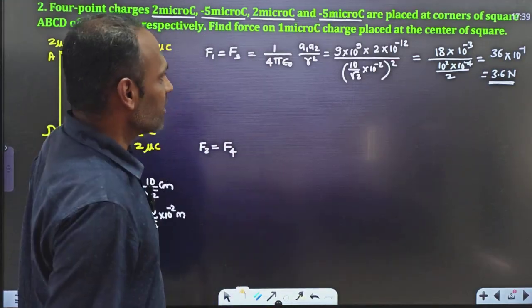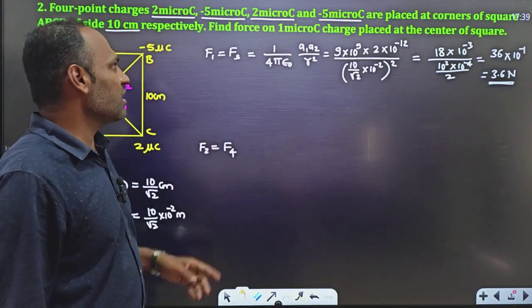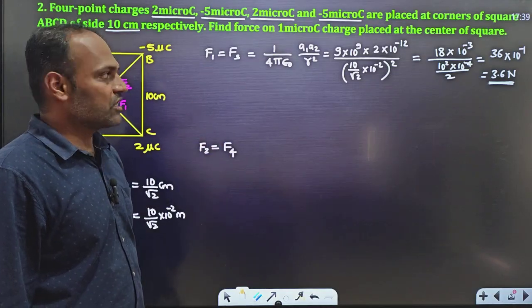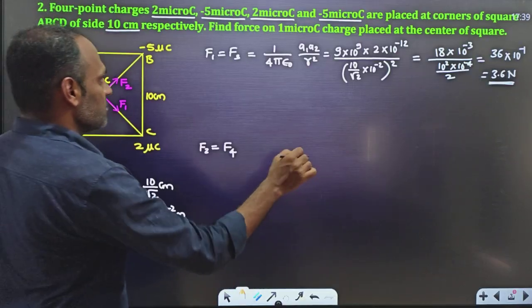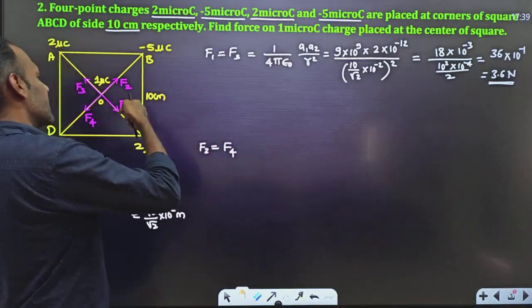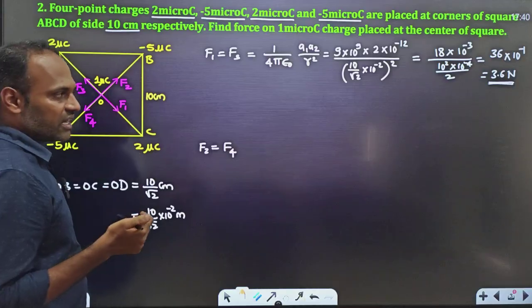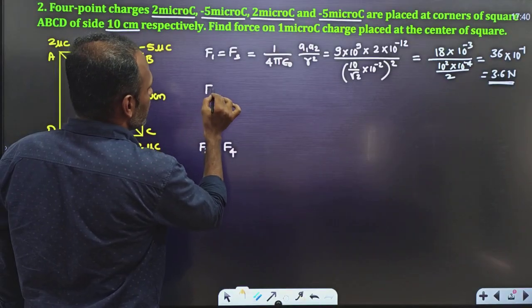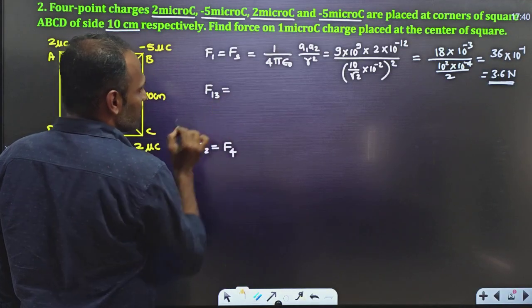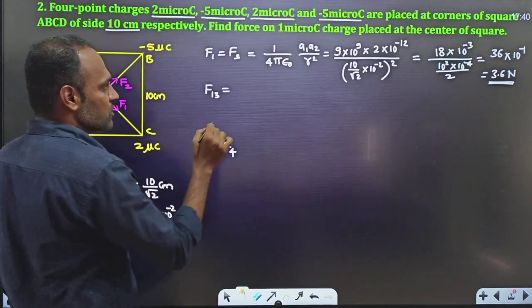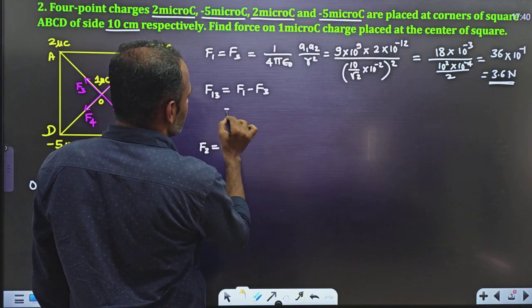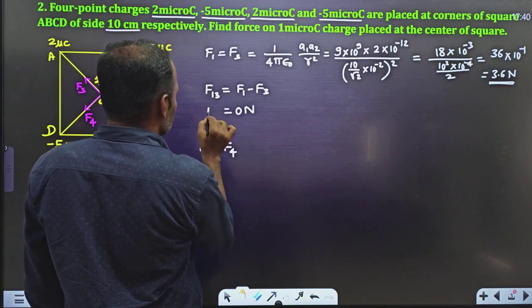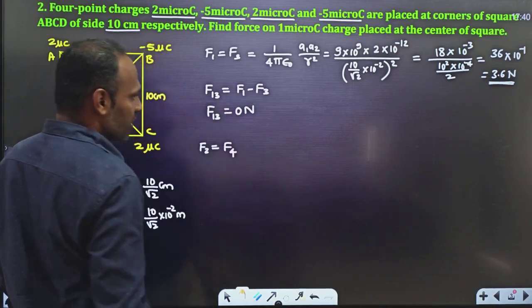F1 is also 3.6 Newton. F3 is also 3.6 Newton. Right? Clear? Hope you have understood the calculation clearly. Next, since F1 and F3 are acting on the same straight line but they are opposite in direction, the resultant of these two forces, I will call it F13, will be equal to F1 minus F3, which is nothing but 0 Newton. So resultant F13 is 0 Newton.